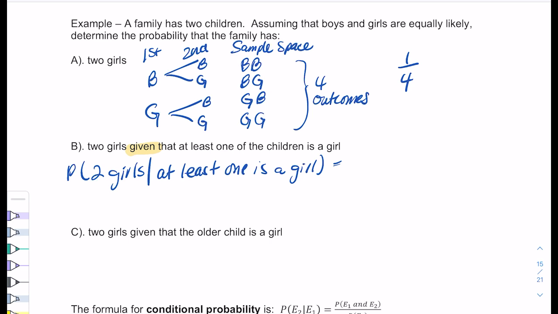Okay, let's look at this. So given at least one is a girl, that means that I can reduce my sample space. This is the only one where one of them's not a girl. So I'm only looking at these 3 right here. So my denominator is going to be 3. What's the probability that out of those 3 outcomes, you get 2 girls? It's this one. So it's 1/3.